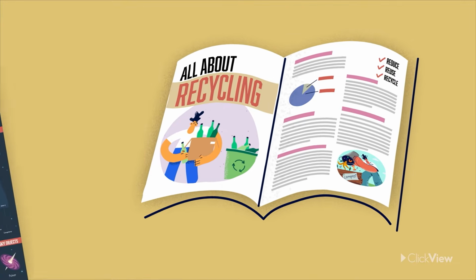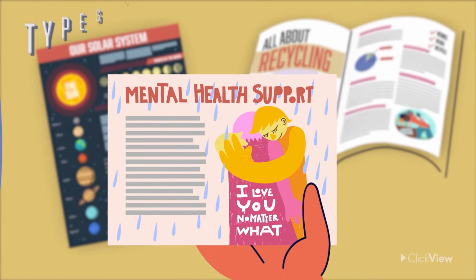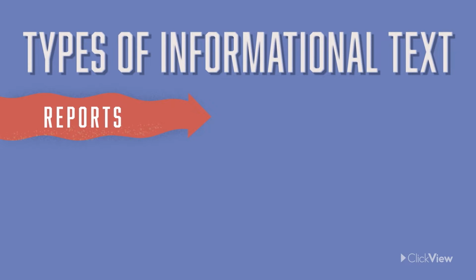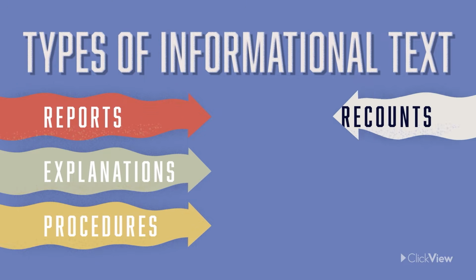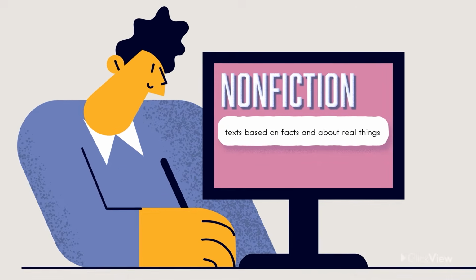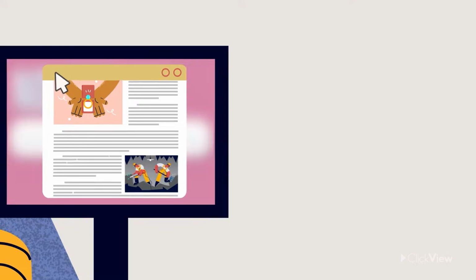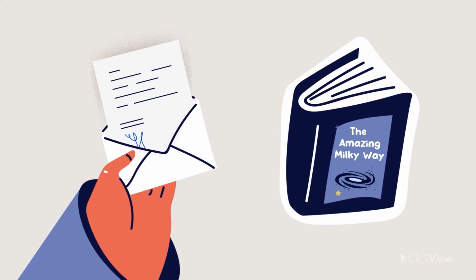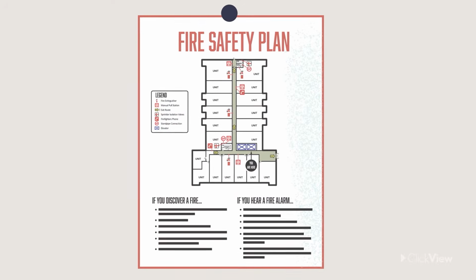Informational texts provide readers with information about a particular topic. They include reports, explanations, procedures, recounts, and descriptions. They are nonfiction texts, like articles on a website or in a magazine, letters, textbooks, emails, sets of instructions, or essays.